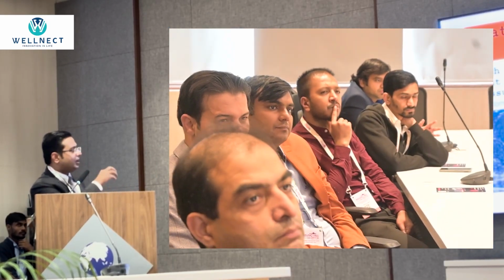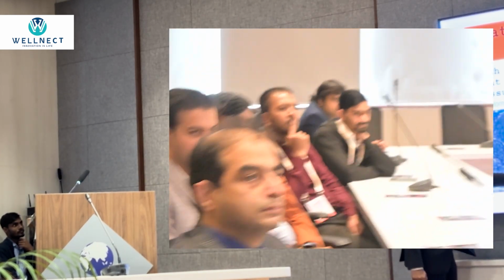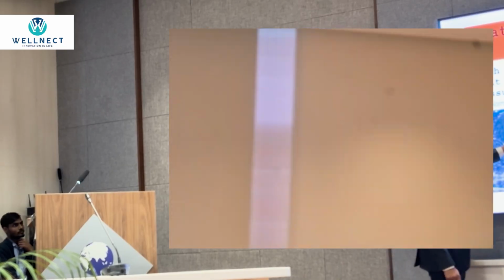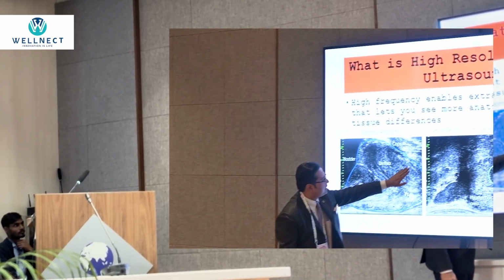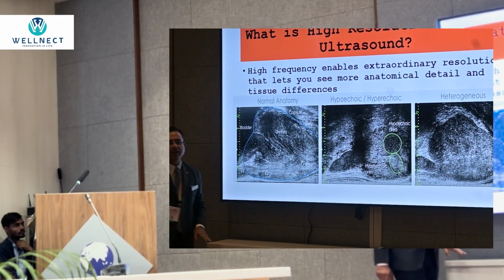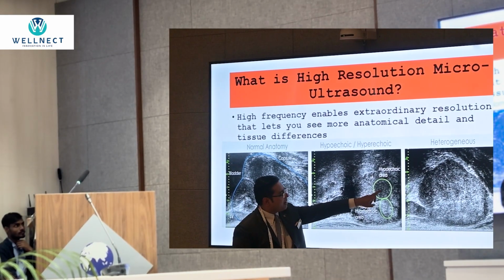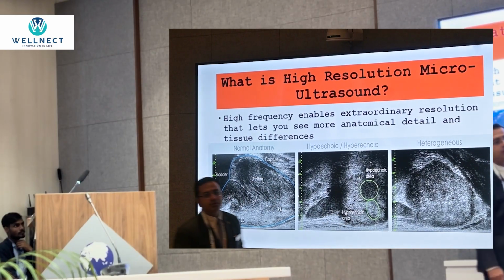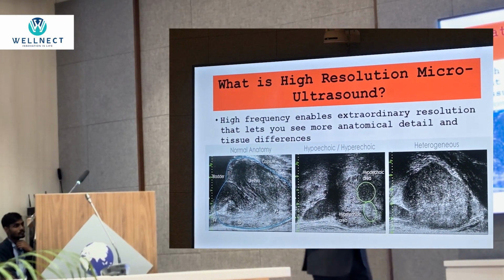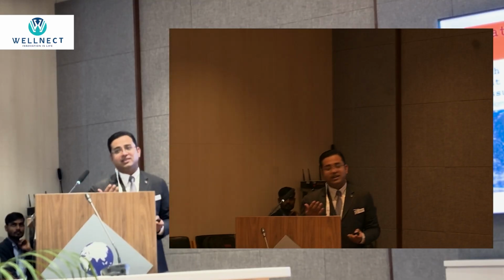resolution: the peripheral zone, the central zone, the urethra. This is the urethra right here. This is the peripheral zone. This is the anterior fibromuscular stroma here. So all these areas look very, very nice. Now the understanding of hypoechoic and hyperechoic areas also differs slightly in micro ultrasound, so it is not our reading of a classic grayscale.